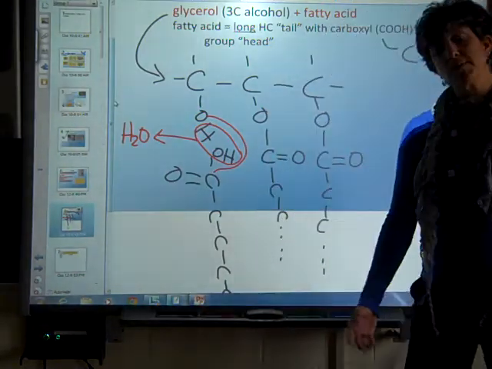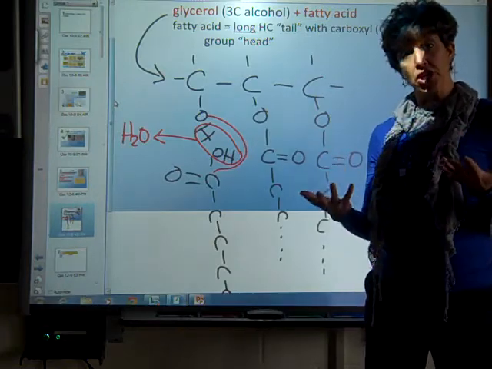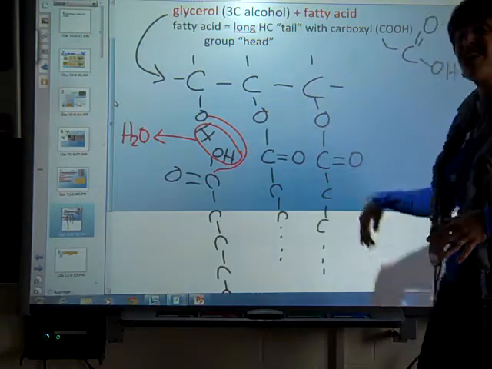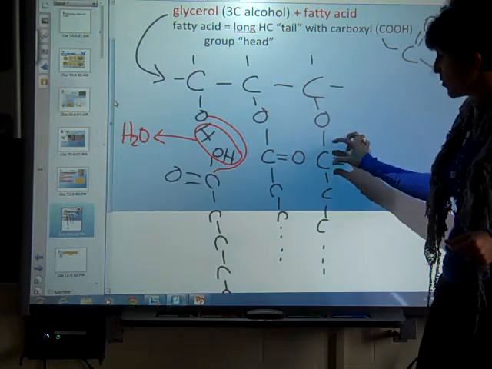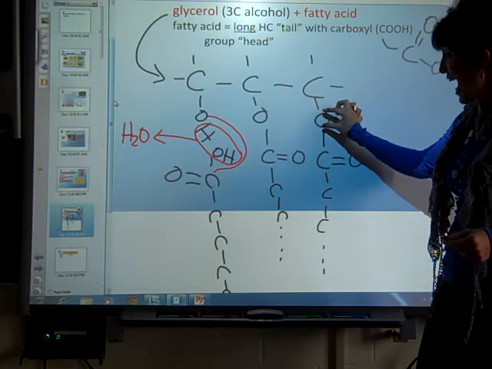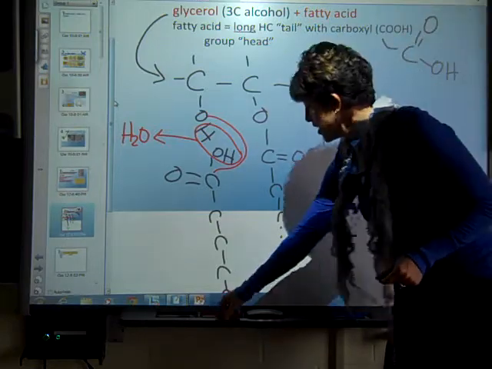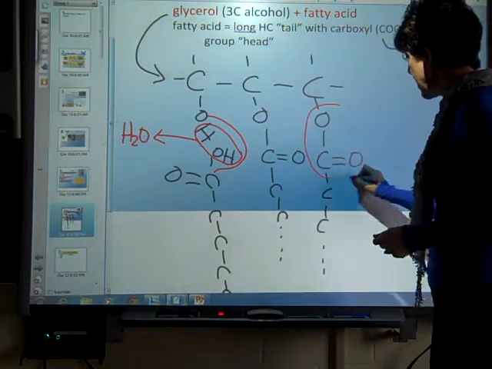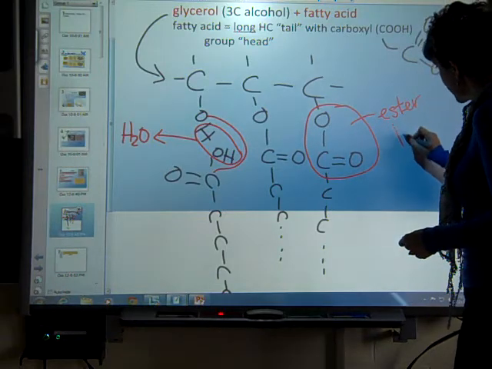When we talked about carbs, we talked about a glycosidic linkage. Glyco makes you think sugar. This is actually called an ester linkage because an ester is a functional group with a carbon with a double bonded O and then an oxygen somewhere in the middle of my carbon chain. So circle this and put this as an ester linkage.